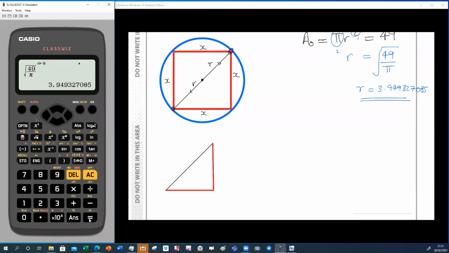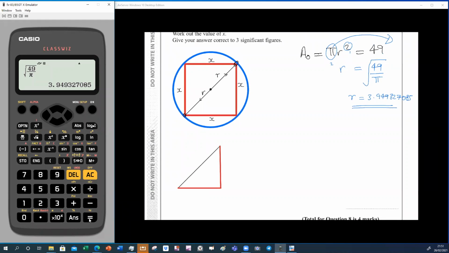So if the radius is equal to that, what's the diameter equal to then? If you want to work out the diameter, what do you do? Half it? No. Okay. So we know what the hypotenuse is.